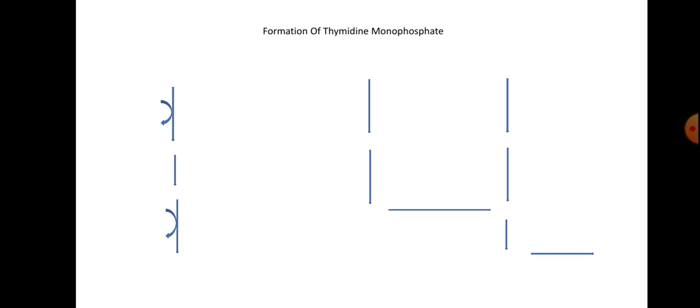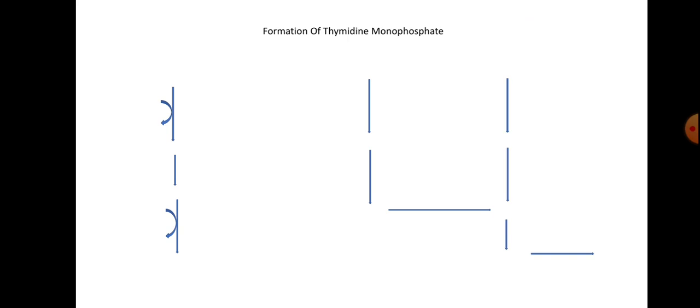Now the formation of thymidine monophosphate. Thymidine or thymine nucleotide or nucleoside is only present inside DNA. So it will not have ribose sugar, instead it will have deoxyribose sugar.